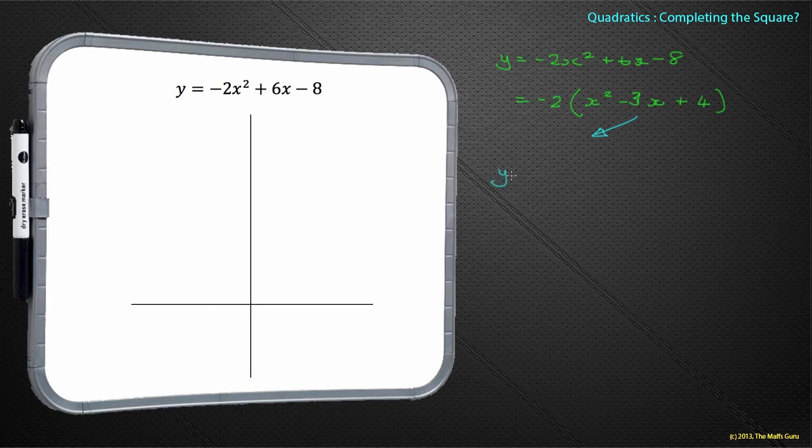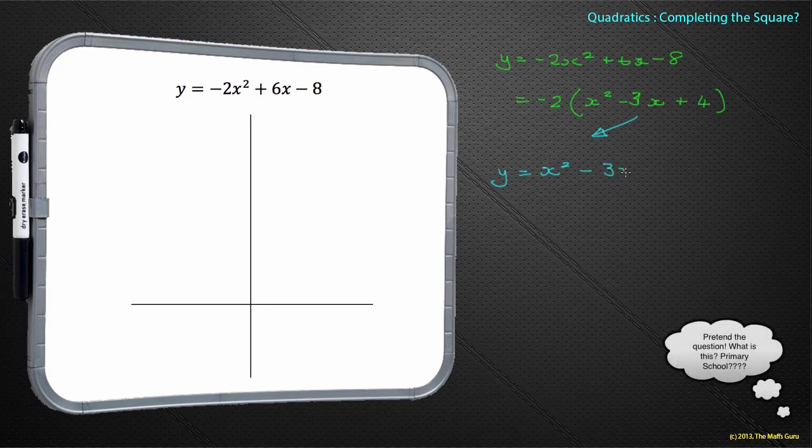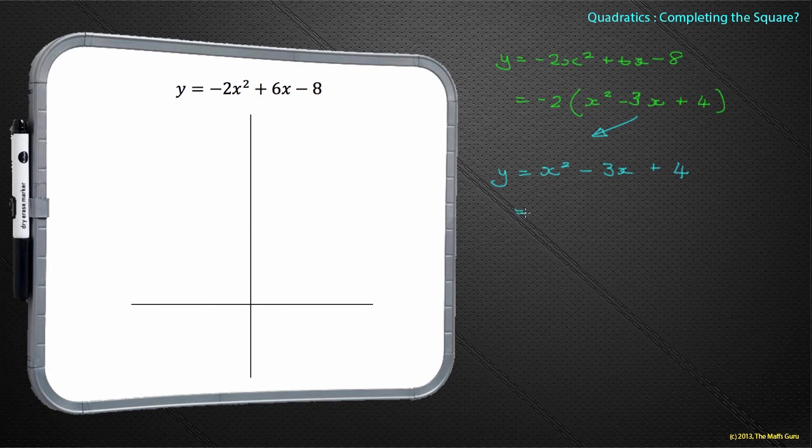So let's now pretend our question is y equals x squared minus 3x plus 4. We know how to do this. We put a bracket and our x. Half of negative 3 is minus 1.5. Well, let's have that as 3 over 2 squared. Right, we need to get to plus 4. We've got minus 3 over 2 squared.